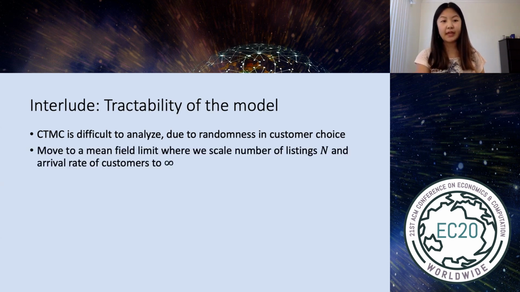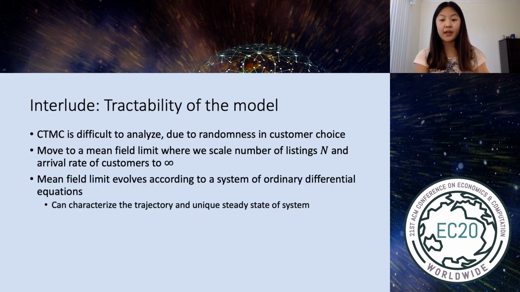So what we do instead is we move to a mean field model where we scale the size of the market. So we scale the number of listings as well as the arrival rate of the customers to infinity. And once we do that, we end up with a continuum model, and it behaves very nicely. It evolves according to a system of ordinary differential equations. We can characterize the trajectory of the system, and we can show that there's a unique steady state, which we can find as a solution to an optimization problem.